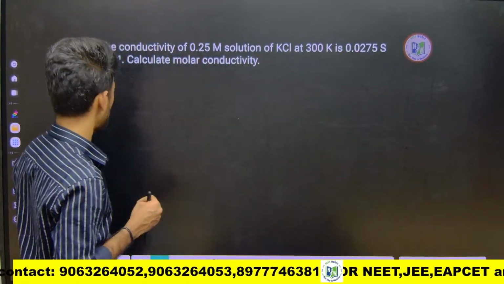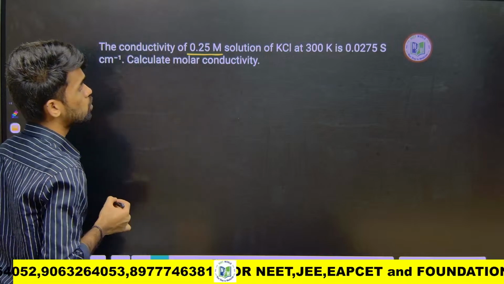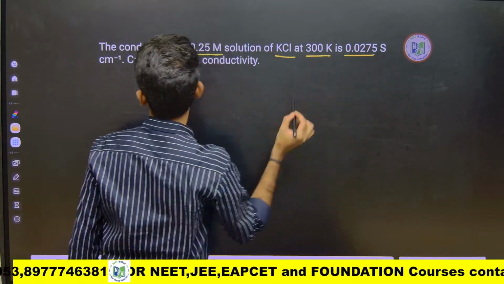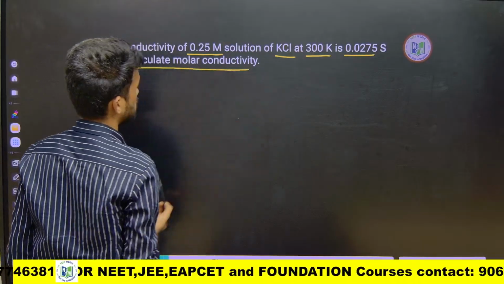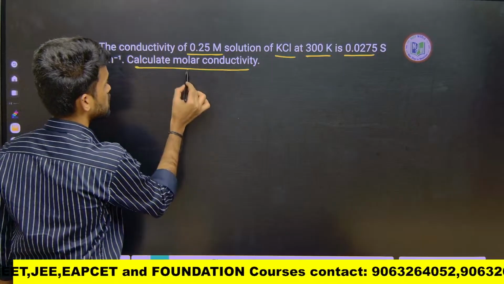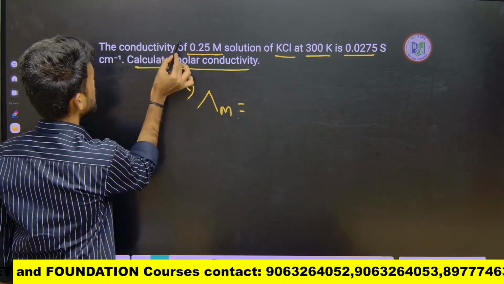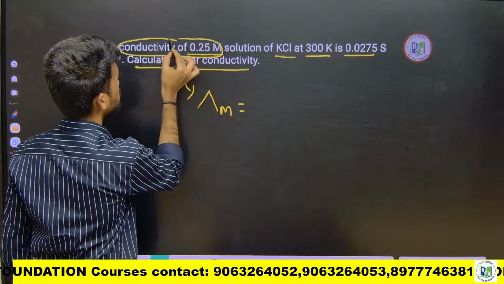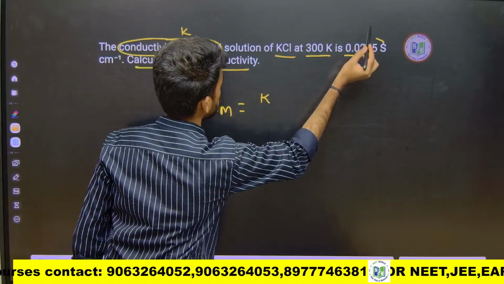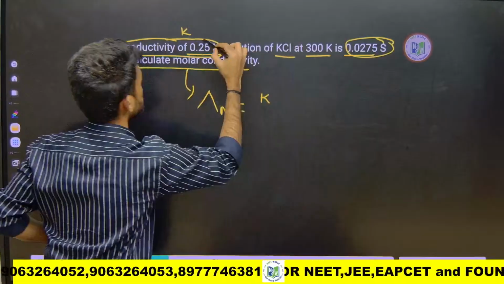Okay, so now here we have a question. The conductivity of 0.25 molar solution of KCl at 300 Kelvin is this much. Calculate its molar conductivity. So molar conductivity symbol is what? Del M. Okay, so its conductivity is given. Conductivity is indicated with symbol K, right? So K is given this much and its concentration is this much.